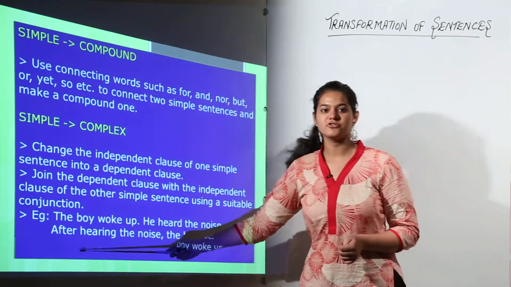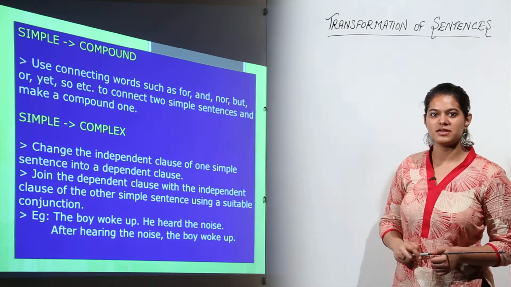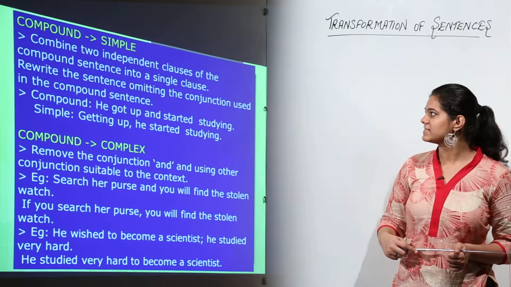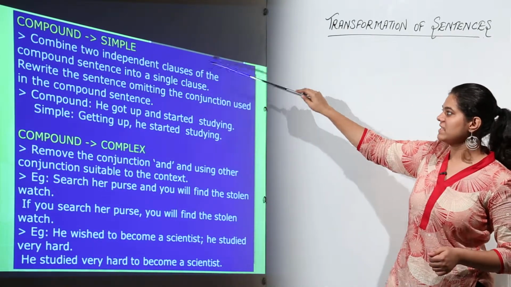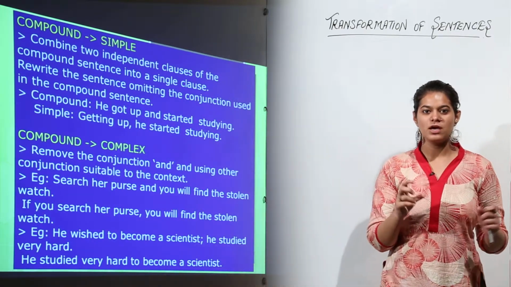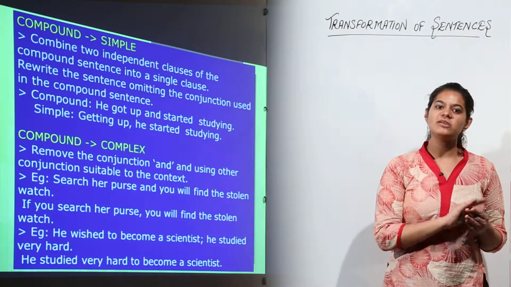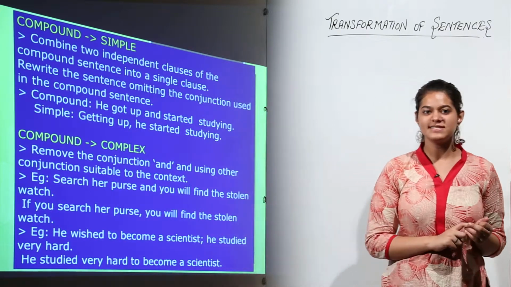So, after a conjunction has been used and the second sentence has been made into the dependent clause, now let us look at the transformations of the compound sentence. First, compound to simple. Basically, we see that in the compound sentence some conjunction has been used to put together two independent sentences, right. So, when we remove that conjunction, we would obtain two separate independent sentences.